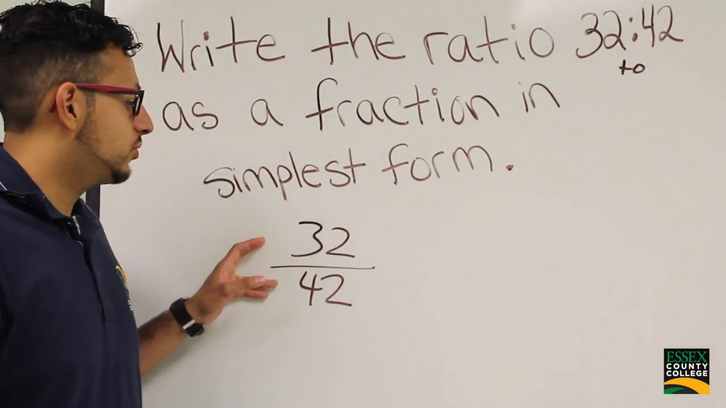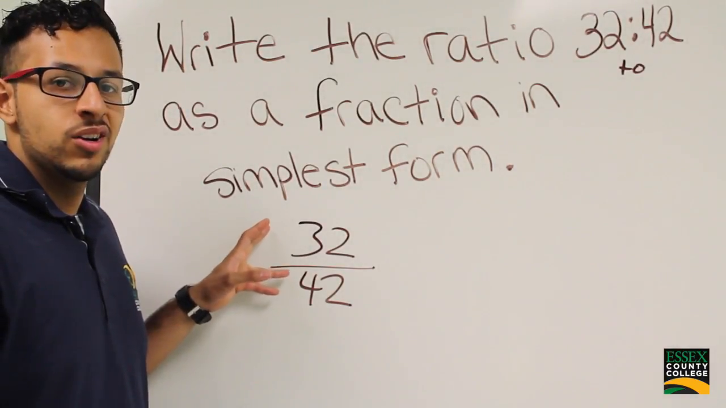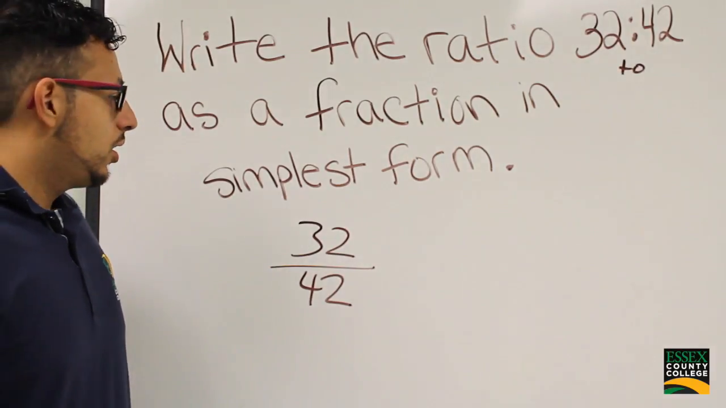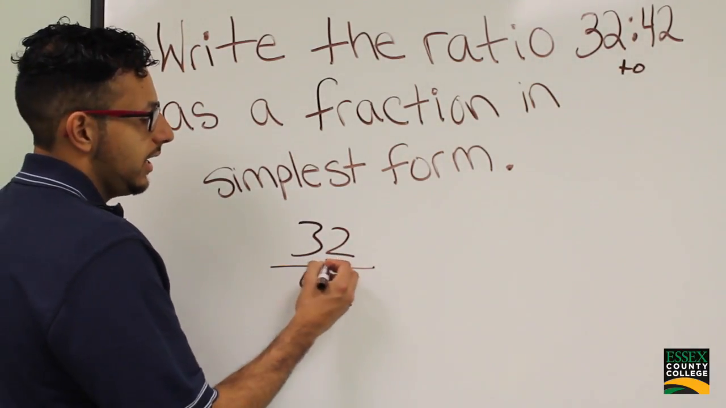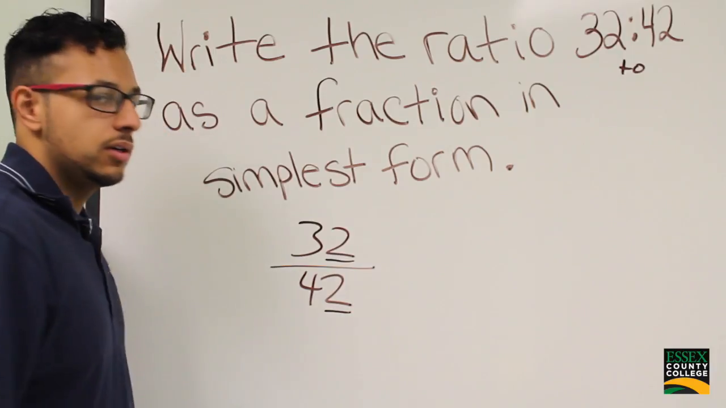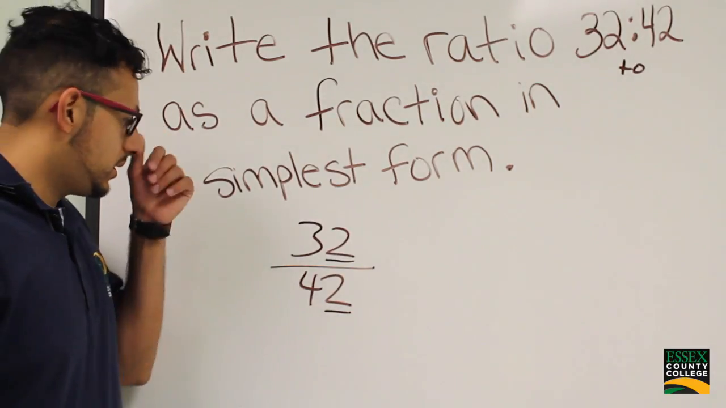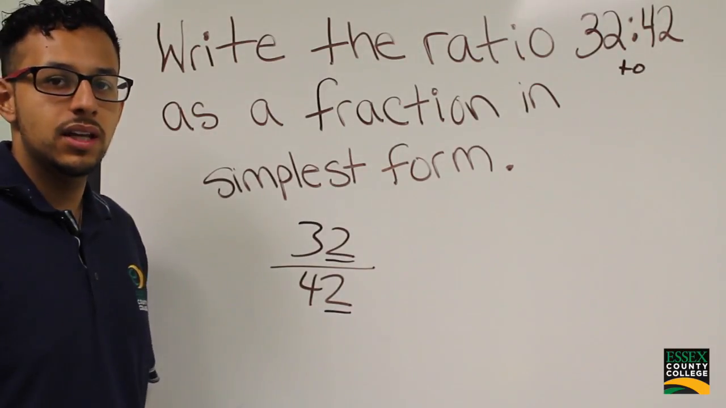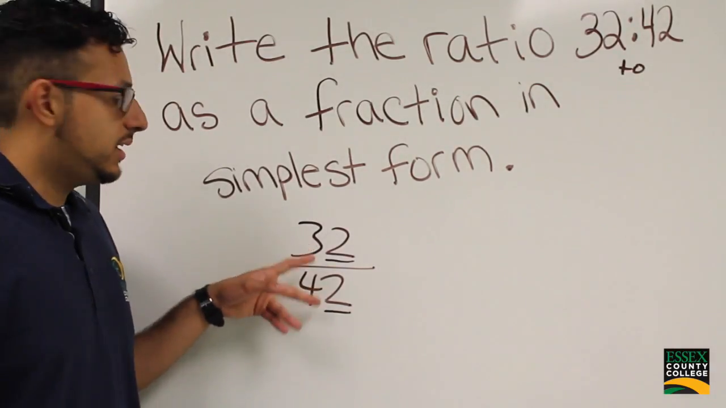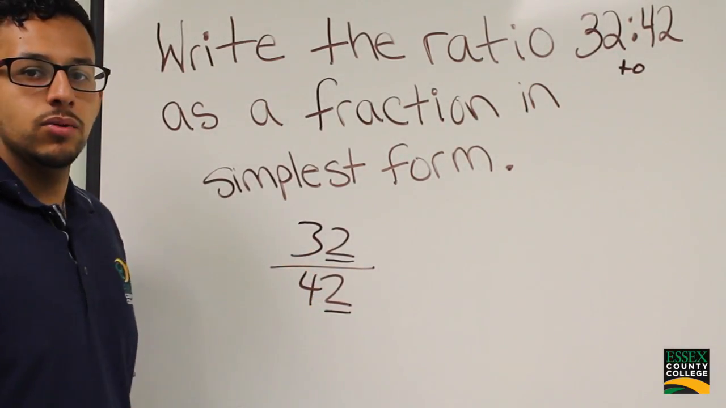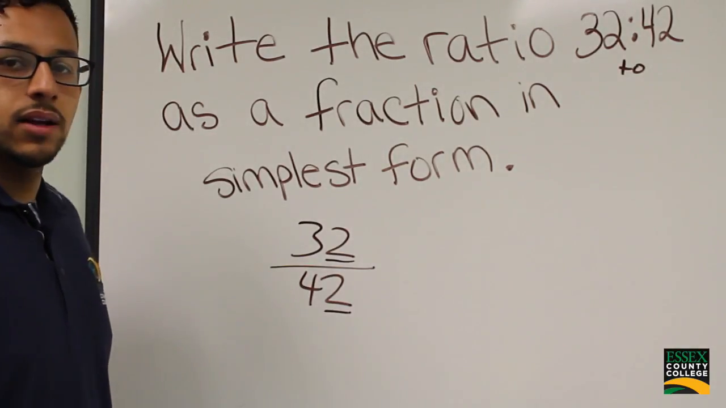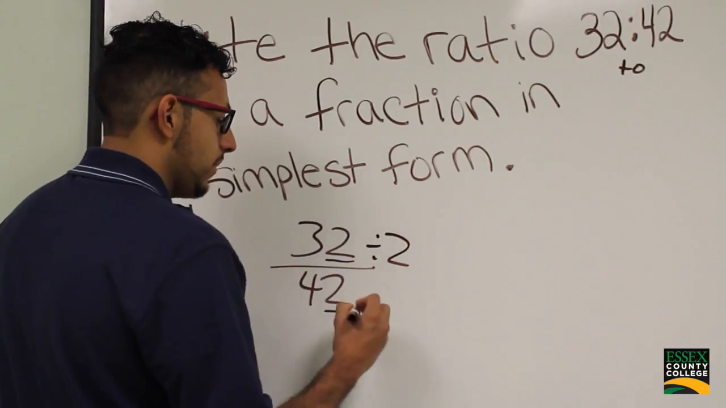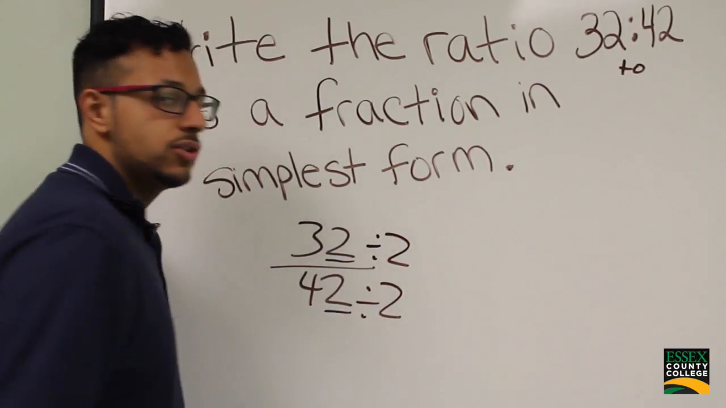We have to ask ourselves, what factor do they both have in common? We can see that they both end in 2, so they're both even numbers, even numbers being 2, 4, 6, 8. If they end in even numbers, we know they're divisible by 2. So they both have 2 as a common factor, and we can divide the top and the bottom by 2.